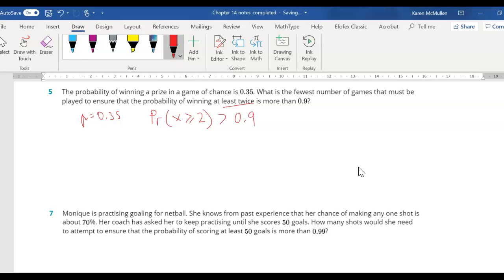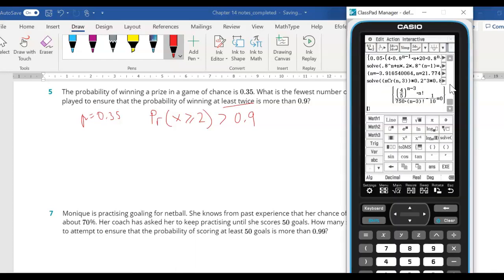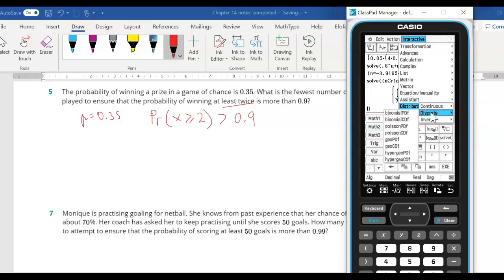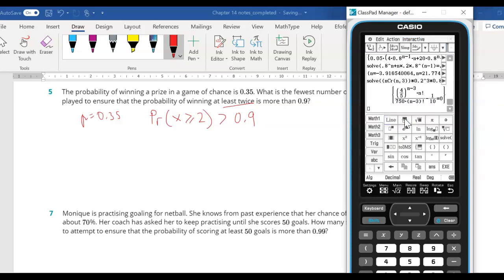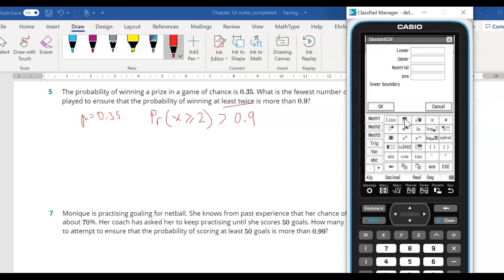All right, so I think it's a lot easier just to do that on the calculator using the graphing screen. So let's just do that again. So interactive, discrete. This time we're CDF because we're going to be doing 2 and above. So the lower limit is 2 because we want to be greater than or equal to 2. The upper limit we don't know, and remember use x. So before I made the mistake of using n, and the probability of success is 0.35.